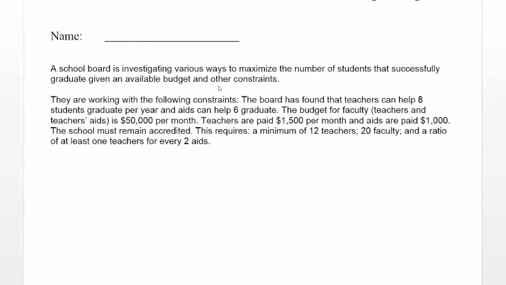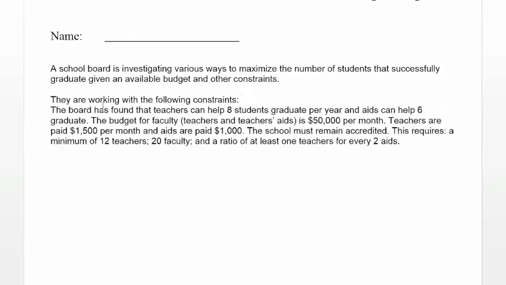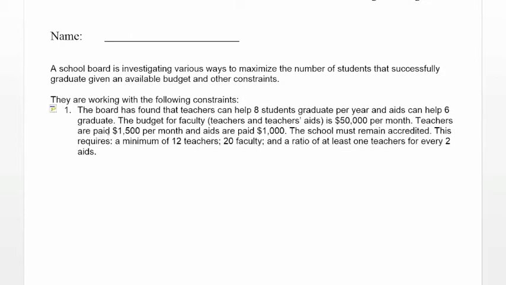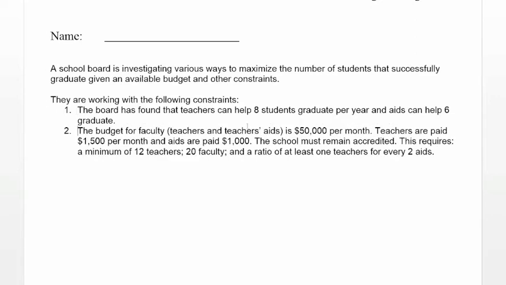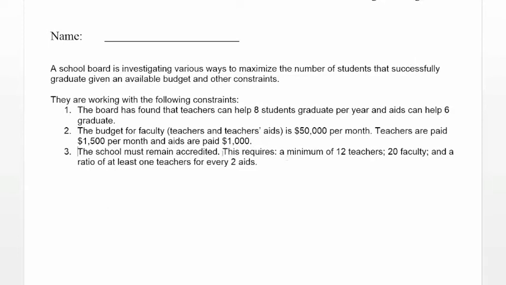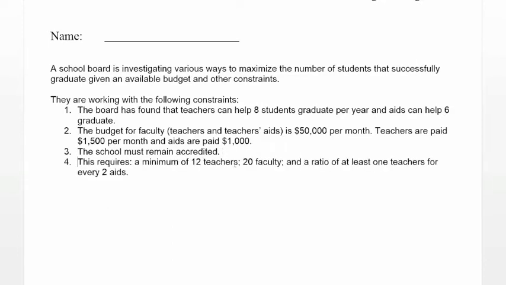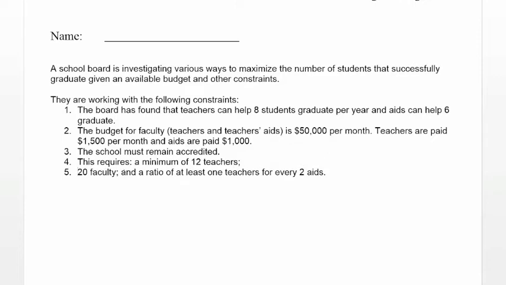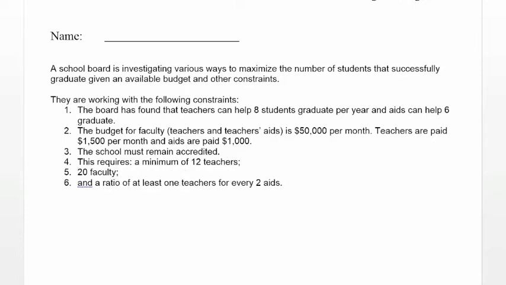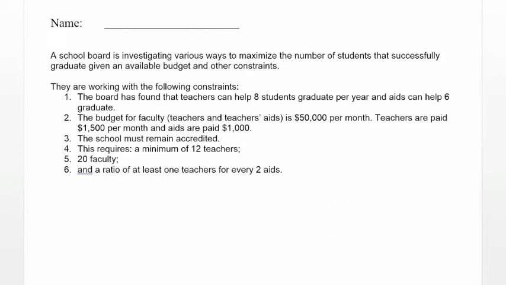Linear programming is a mathematical model that allows you to maximize good outcomes or minimize bad outcomes in a set of linear constraints. In this case, we have a school board that is trying to maximize the number of student graduates. So let's start by splitting out the different linear constraints involved in this exercise to try to figure out how to maximize the number of students that are graduating.